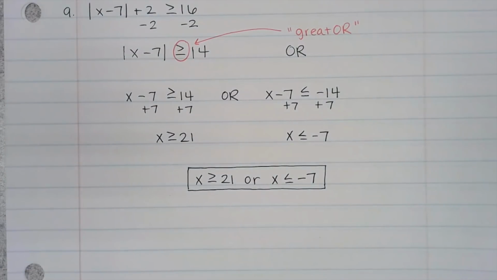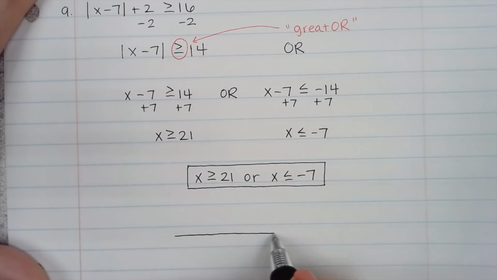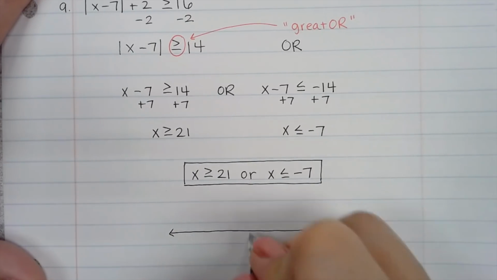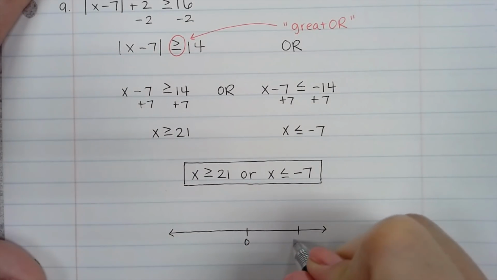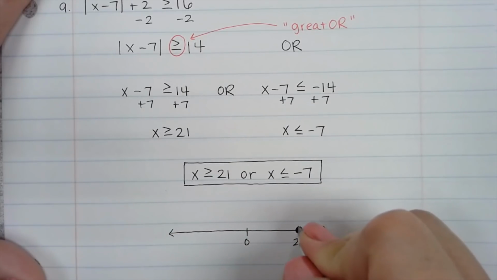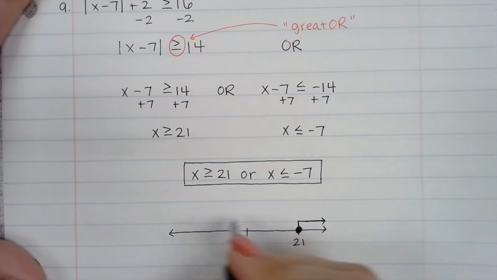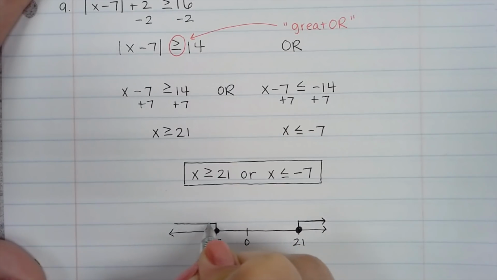Again, this problem did not call for you to graph your answer, but graphing your answer can help you when it comes to understanding the next part of the question, which is going to ask you to list 3 answers as well. So 0 is in the middle. The first part says x is greater than or equal to 21. So that goes this way. And then the second part of the question says, or x is less than or equal to negative 7. And so that part of the answer would go this way.